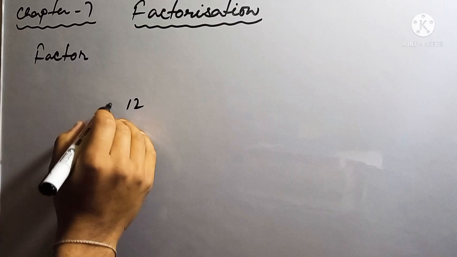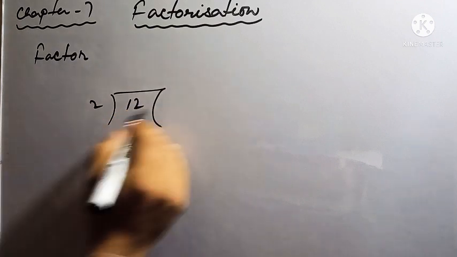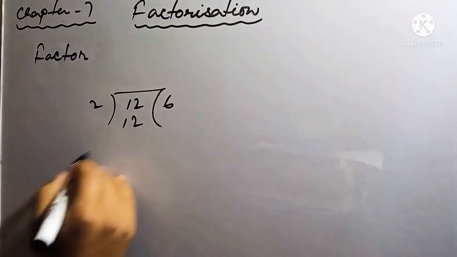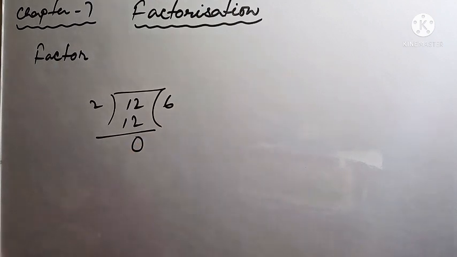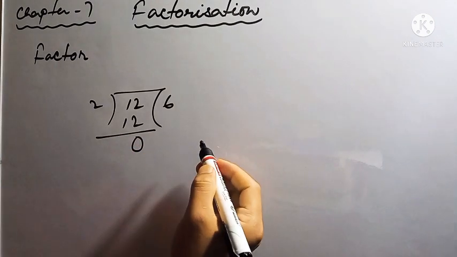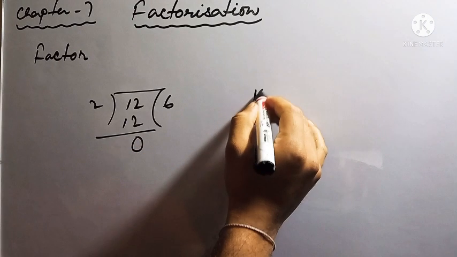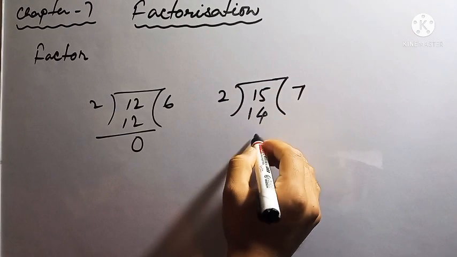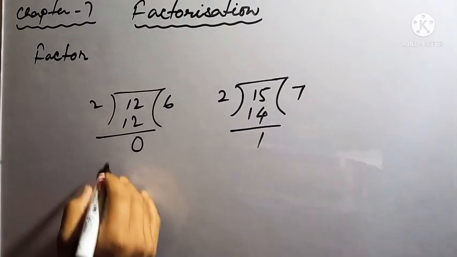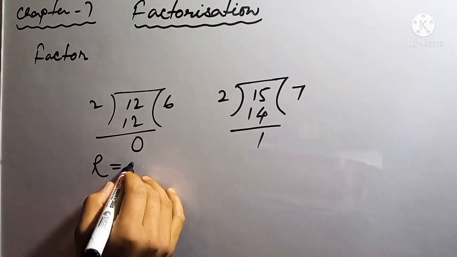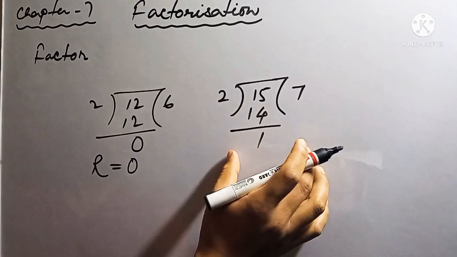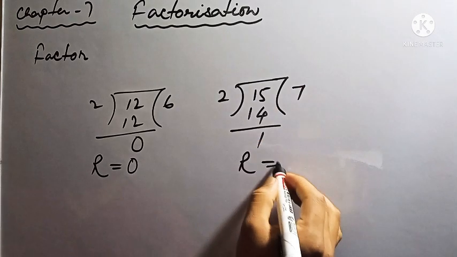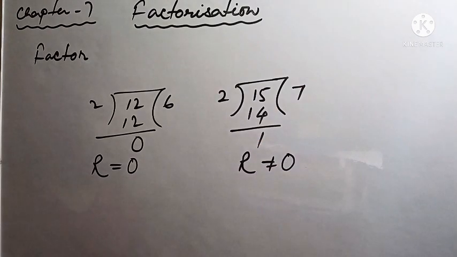I'll divide 12 by 2. 2 sixes are 12. Now I get remainder 0. Let me show you another division. When 15 is divided by 2, what do we get? Let us see. 2 sevens are 14. Then I get remainder 1. Here what happened? In the first case the remainder is 0, but in the second case, the remainder is not 0.